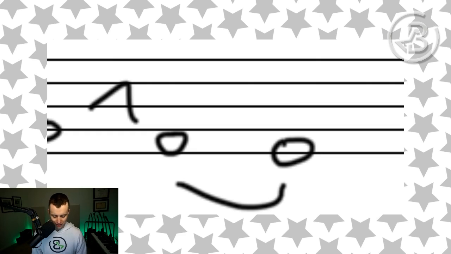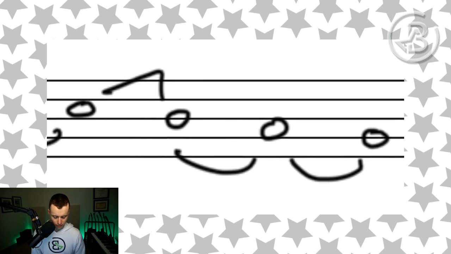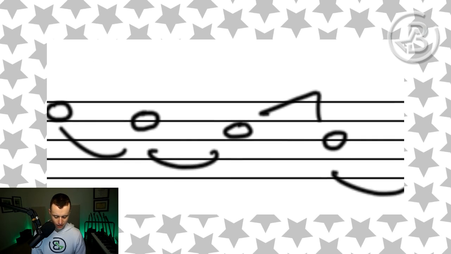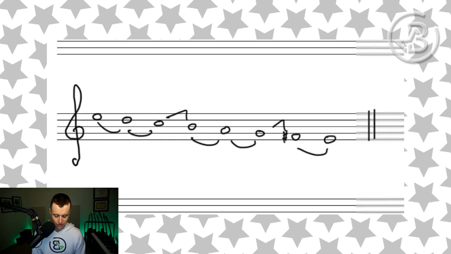So from E to F, that's a half step. We need to make that an F sharp. F sharp to G is a half step. G to A is a whole step. A to B is a whole step. B to C is a half step. C to D is a whole step. And D to E is a whole step.